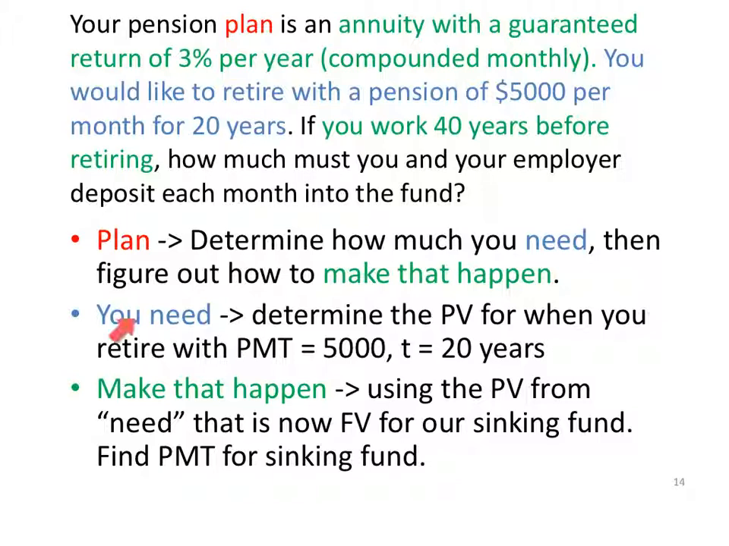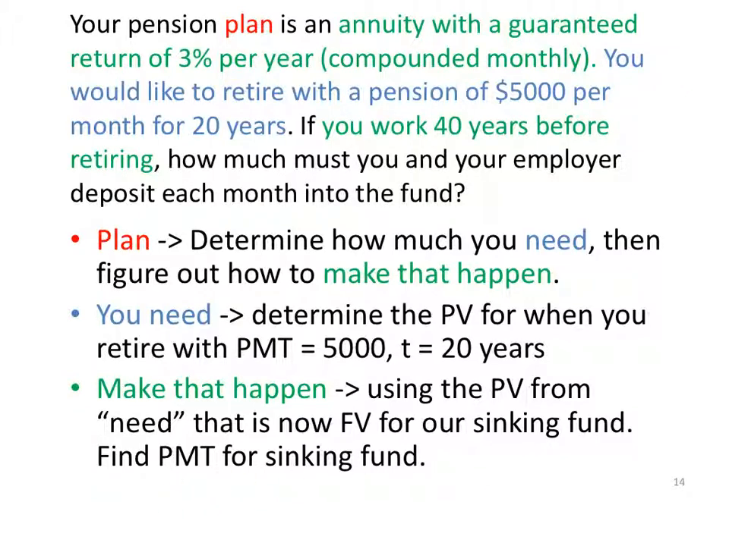Here's what I need. I need to determine the present value. All right? I want to retire with a pension of $5,000 per month for 20 years at 3%. So I want to find out how much money do I need in the account to make that happen on the day I retire. Once I know that, in order to make that happen, I can use the PV from the ordinary annuity after I retire. And that's now going to be the future value that I want to aim for saving up in my sinking fund and find the payment for that sinking fund.